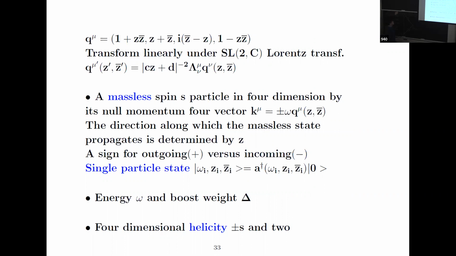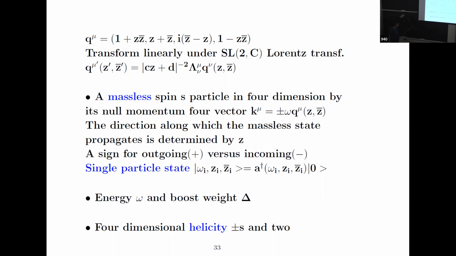Recall that the previous spatial part of x mu is proportional to this. We require that this is null, so q squared should be equal to 0, and we can easily compute whether it really vanishes or not. So we have this kind of parameterization, and according to the previous z prime bar, we can check this SL(2,C) Lorentz transformation. A massless spin can be characterized by plus minus omega times q mu, with plus minus depending on the outgoing and incoming particle state, and the direction is encoded by this q.